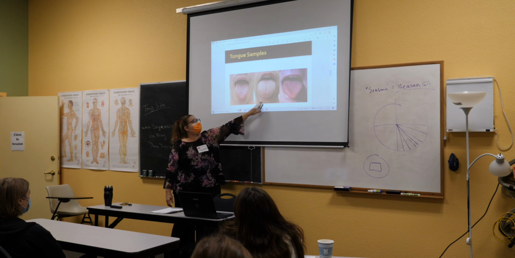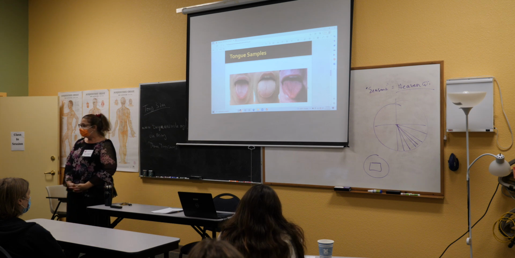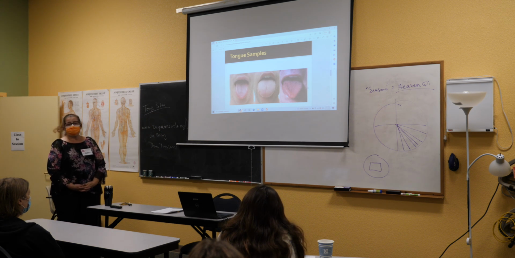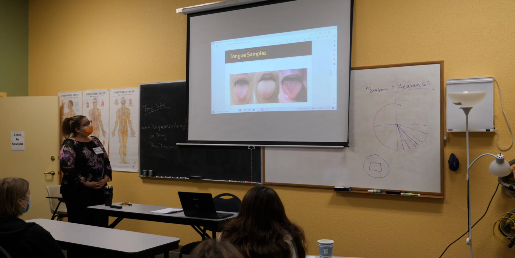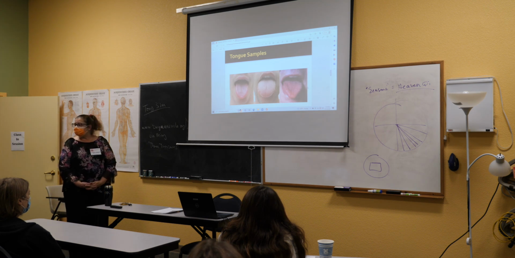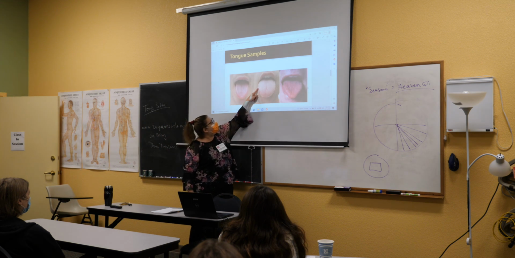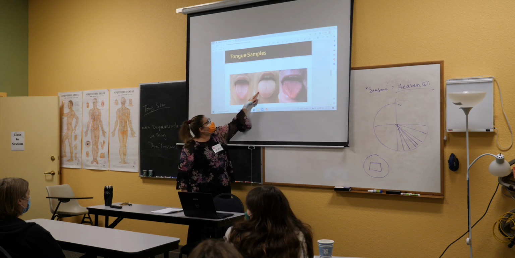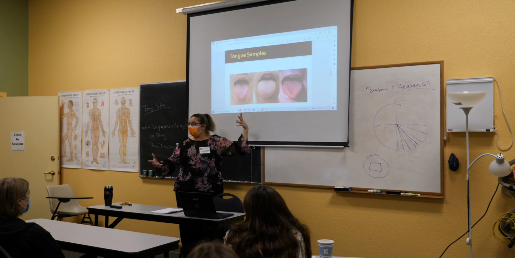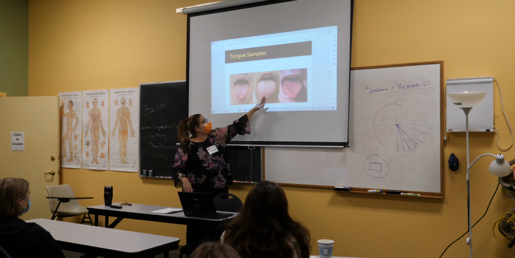What would you say about this person's tongue? If you had to describe it, what does it look like to you? Swollen. It looks swollen. What else? White coating. What else do you see? Marks on the side. Yes, they have teeth marks. We call this scalloped, like a scallop has sometimes. So yes, teeth marks. Usually it's because they have a swollen tongue. This is why they get it.